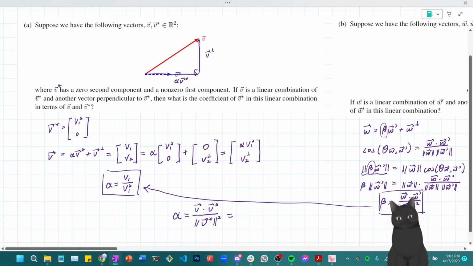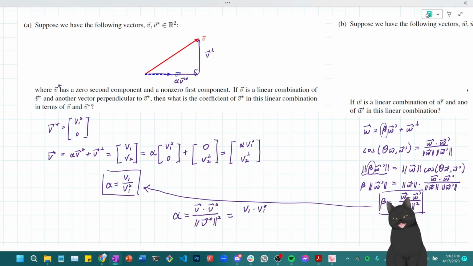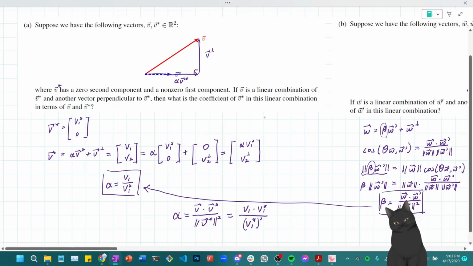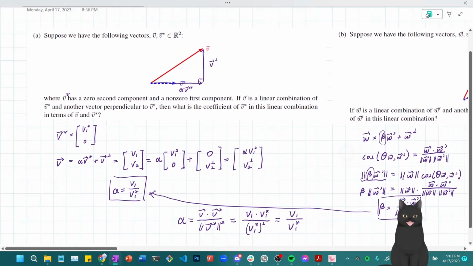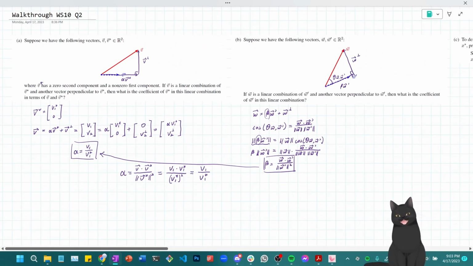So that's going to be equal to: V has the first component of V1, V star has the first component of V1 star, and V star has a 0 second component, so that's not going to affect the dot product here. Meanwhile, the length of V star itself is just V1 star 0, so the length of it is also going to just be V1 star squared. The V1 star in the numerator and denominator cancels out, and that grants us the exact answer we got in part A. So we do see that the general case solution we have here is applicable to the special case noted in part A.